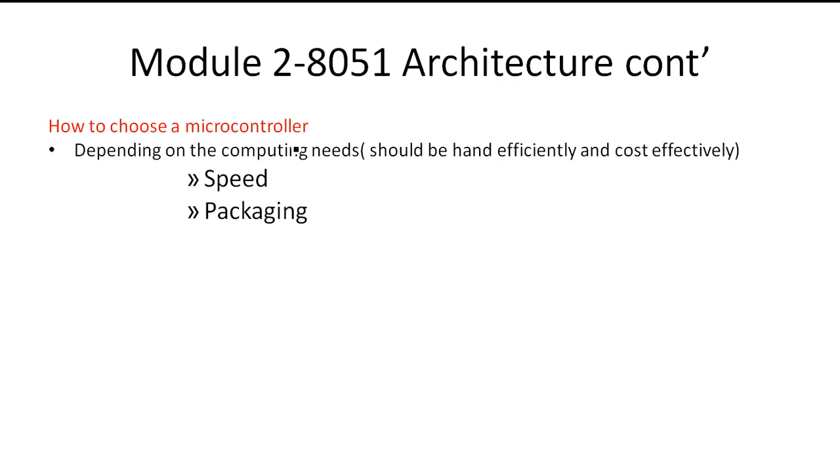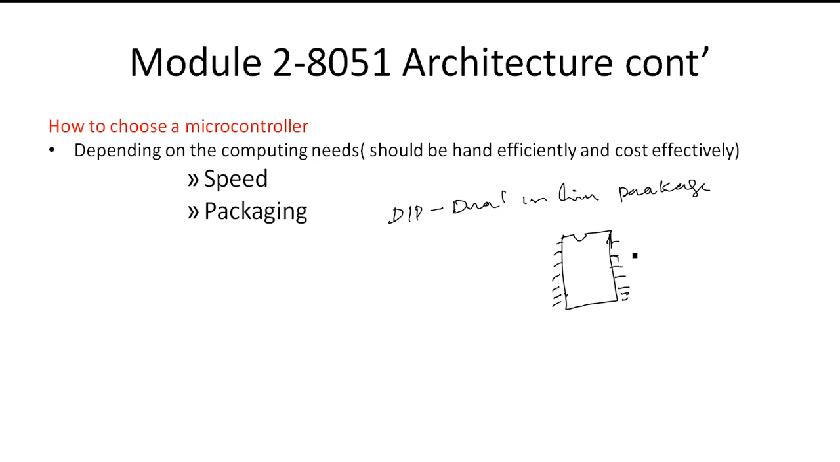Another point is packaging. Different types of IC packages are available, like the DIP package. DIP means dual inline package. In such an IC the pins are arranged in two lines on either side of the IC. Compared to other packages, this IC is bulkier, even though it is very popular. So the microcontroller IC will be in this structure, a dual inline package.